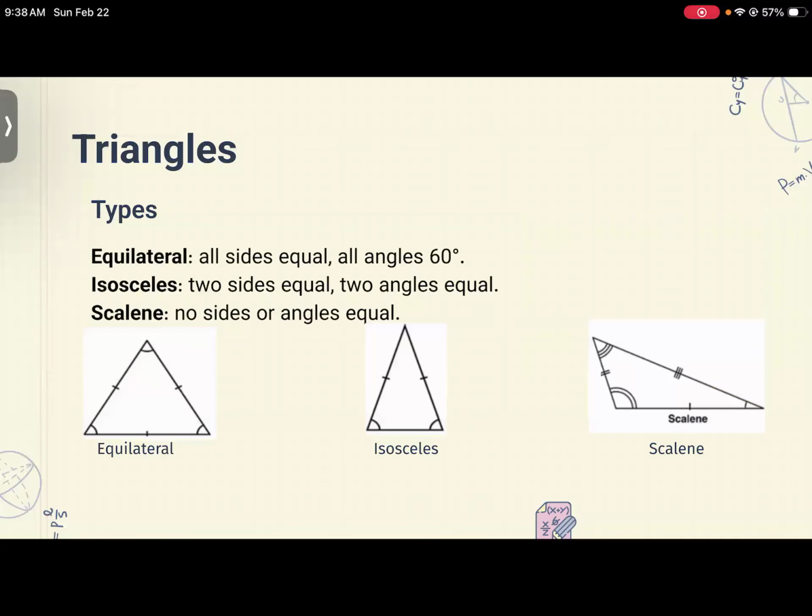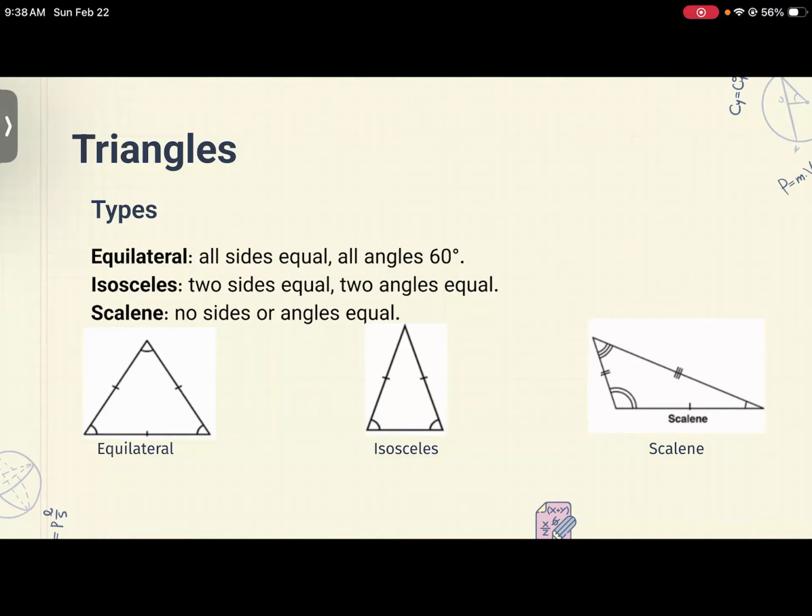So the types of triangles. Equilateral triangles: all sides are equal and all angles are 60 degrees. The reason it is 60 degrees is because the angles add up to 180 and all angles are equal, so you divide by 3 and get 60 degrees for each angle. For an isosceles triangle, 2 sides are equal, and that means 2 angles are equal as well. And then the third side or third angle can be anything different.